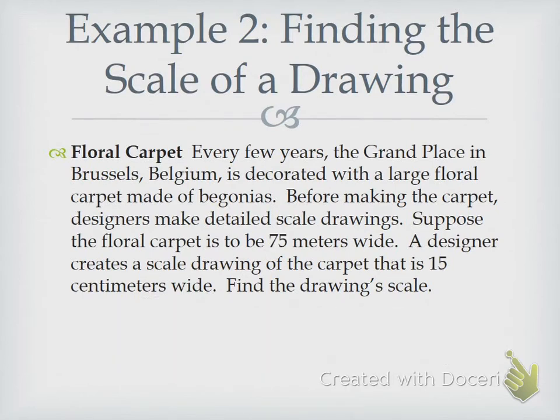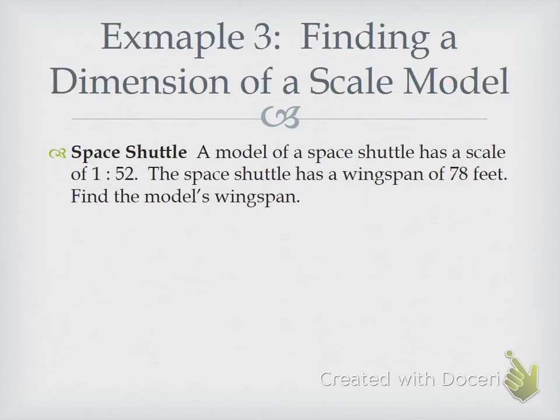All right, example 3. In example 3, now we're finding the dimension of a scale model. In this case, I see the scale. But what do you see that's missing in this scale? The units, the labels. So since there are no labels for my units, I am going to assume that it's the same unit because that's what we just learned. If there's no label, it means that I'm comparing numbers that are in the same unit.